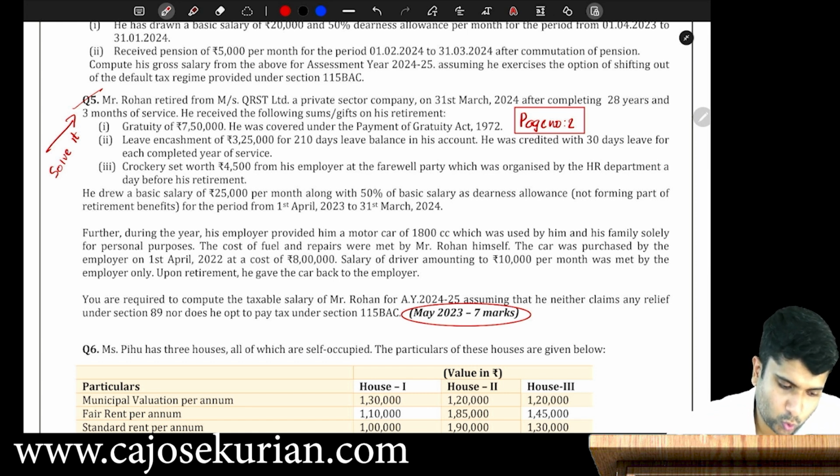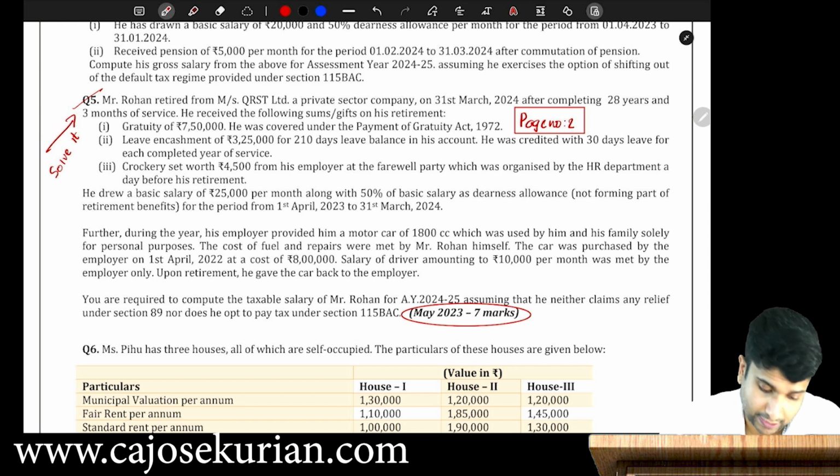So, Mr. Rohan retired from QR, some private sector company, on 31st March 2024 after completing 28 years and 3 months of service. He received the following sums or gifts on his retirement. Gratuity 7,50,000. He had been covered under payment of the Gratuities Act. Then leave encashment is there. Crockery set he got. He drew a basic salary of 25,000 per month along with 50% basic salary as dearness allowance, not forming part of the retirement benefit, for the period from 1st April 23 to 31st March 2024.